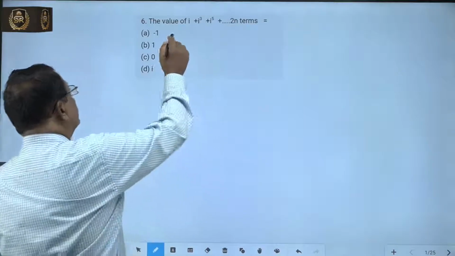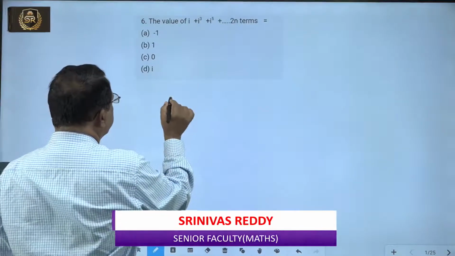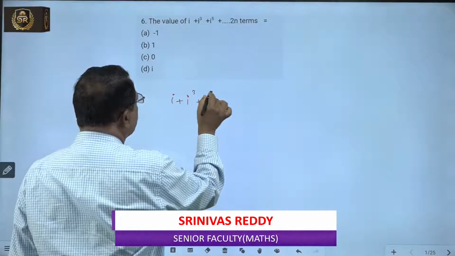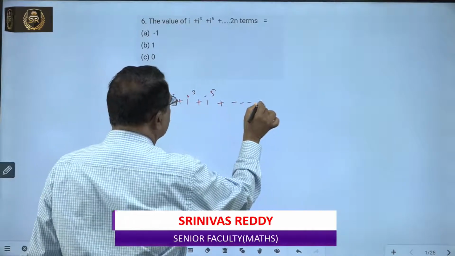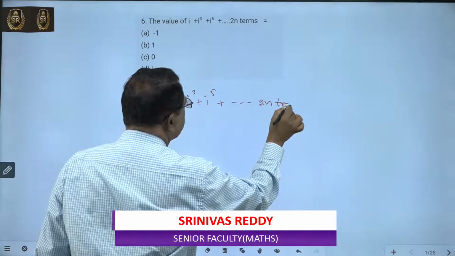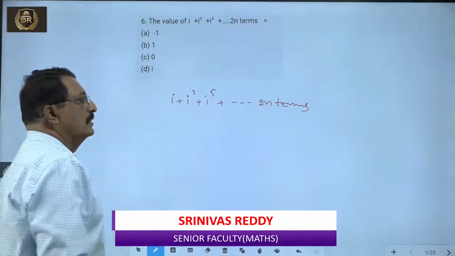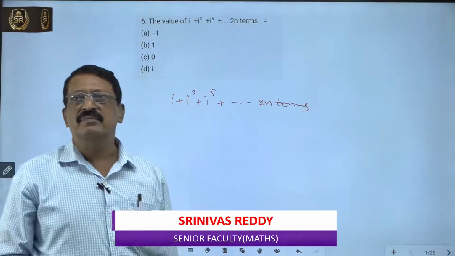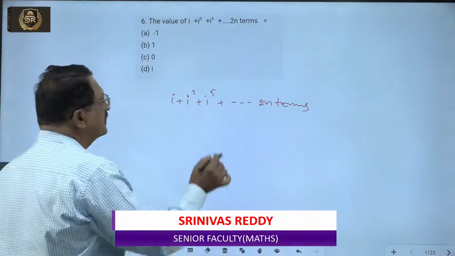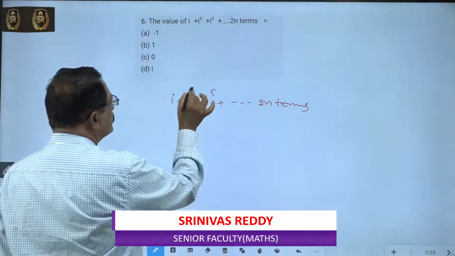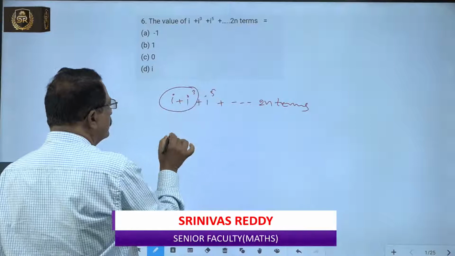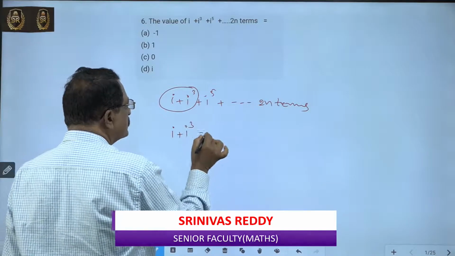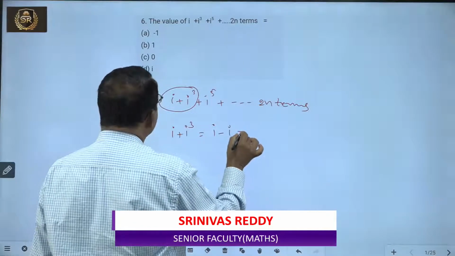Now problem number 6: the value of i plus i cubed plus i to the power of 5 plus, and so on, up to 2n terms. The number of terms is 2n, which means an even number of terms. Suppose we take n equals 1, meaning 2 terms. What is the value of i plus i cubed? Since i cubed equals minus i, i minus i equals 0.